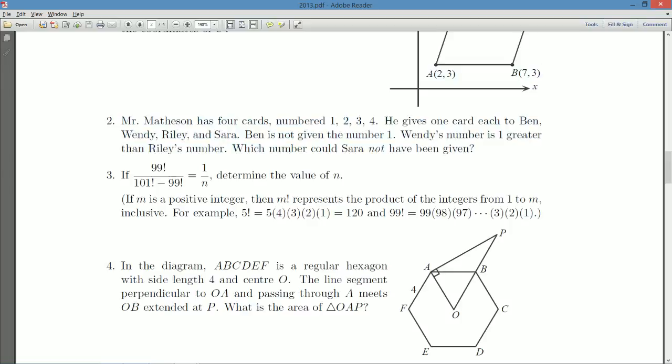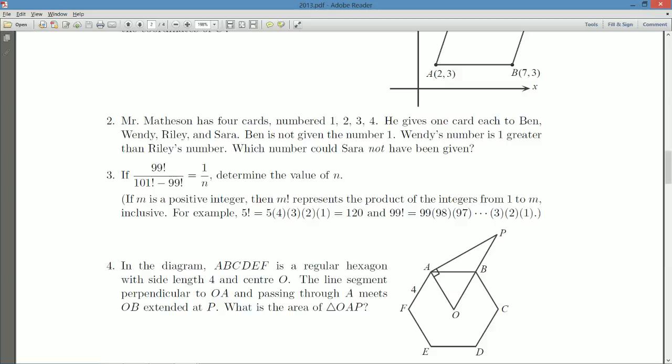So with a question like this, there are 2 ways we could approach it, and they're fairly similar. What we can do is say, okay, Ben can't have 1. Wendy's number, we can call that W. W has to be R plus 1, where R is Riley's number, and we could try to use some logical reasoning to say what Sarah can and cannot have. But given the small number of cases, the numbers being 1, 2, 3, and 4, what we can do is say, can Sarah have a 4?